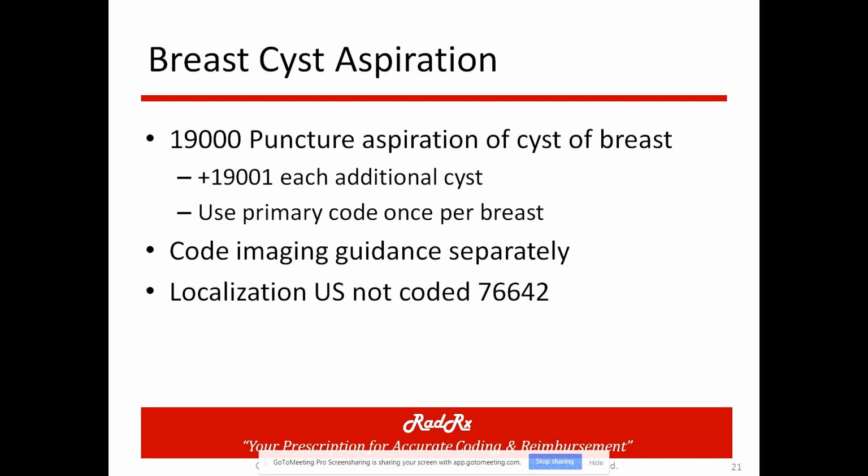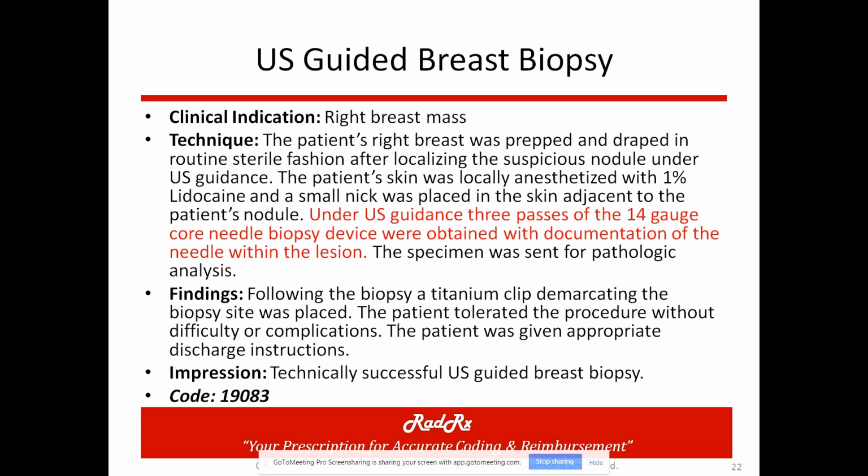So where with breast biopsy, we use the primary code once, even if we did 2 breasts, here for the puncture aspiration of the cyst of the breast, you can use that code, the primary code, once for the left and once for the right, and then you would assign the appropriate imaging guidance code with it as well. And then if they had done a localization ultrasound prior to doing that, then you would not code for the localization ultrasound. So I have a couple of examples of a breast biopsy.